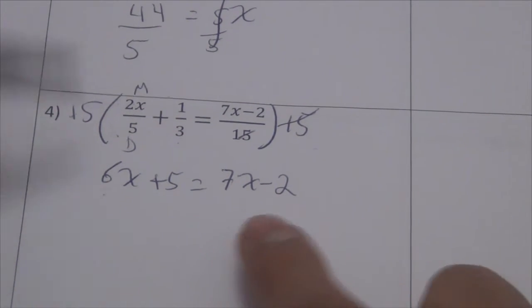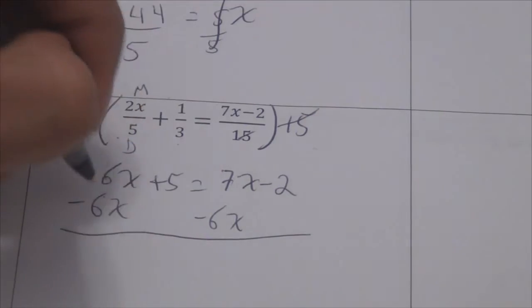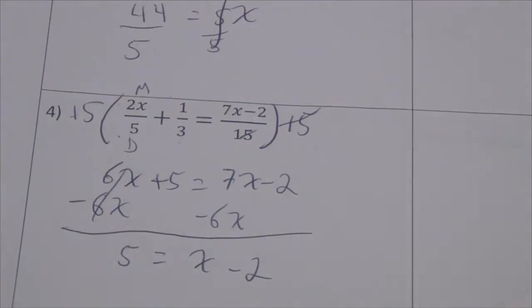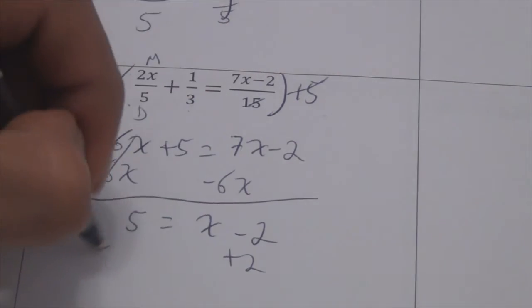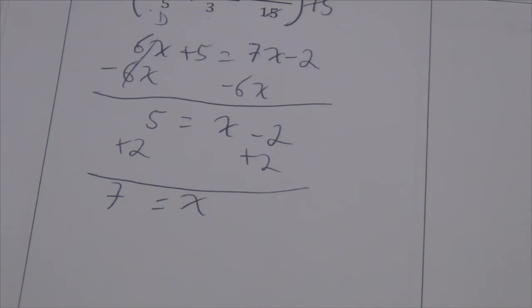Then we have variables on both sides, so let's get rid of the lesser one. And now we use additive inverse. And x is 7.